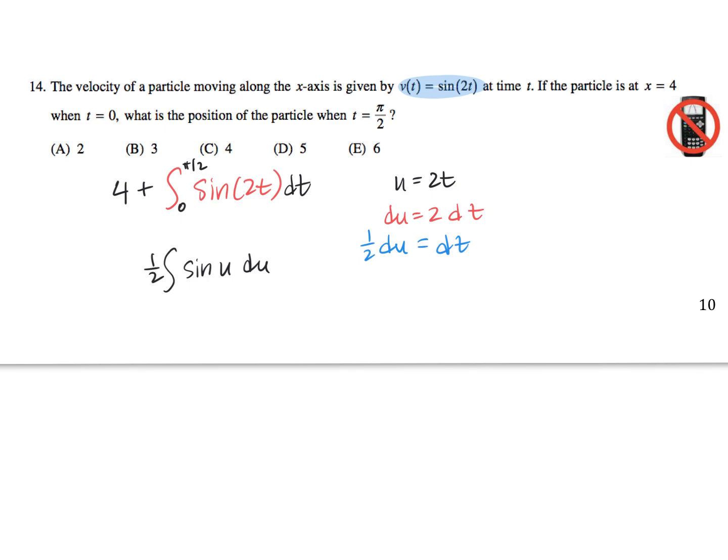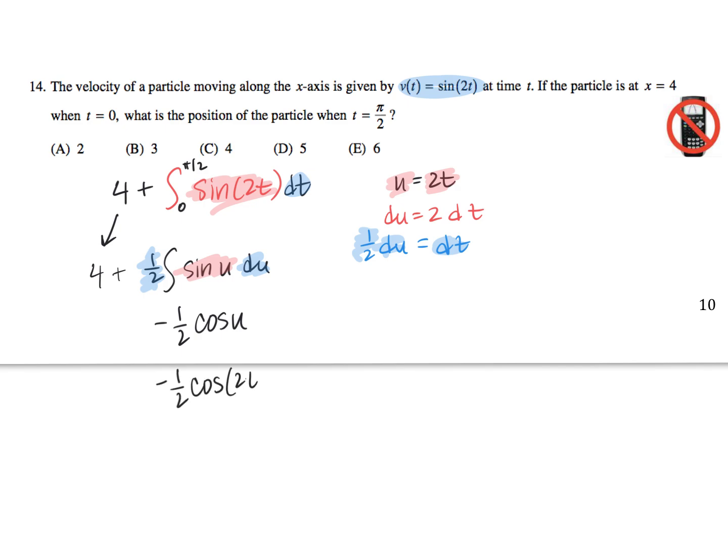So we'd have the sine of u. Oh, I forgot a 1/2, right? Instead of my dt, I'm going to have 1/2 du. Don't forget about your 1/2, okay, buddy? And then the sine of 2t will become the sine of u. Cool? We can do this, you guys. Antiderivative of sine. Whose derivative is sine? Negative cosine. So it would be negative 1/2 cosine of u. I just threw the negative out front. That constant just comes down. And now I'm going to go throw my u back in.